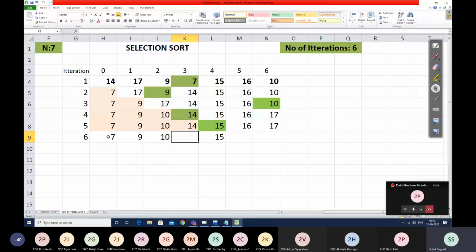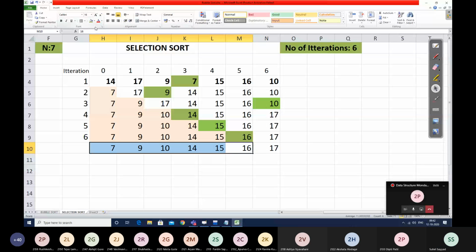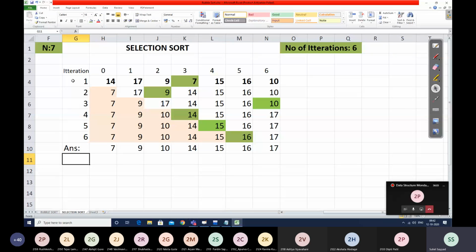So till 15, it is now sorted for us, confirmed. Next time the smallest will be identified as 16: 7, 9, 10, 14, 15, 16 and 17. Till 16, now everything is sorted. So this becomes our final answer. So how many iterations do we have? When everything till 16 becomes sorted, and we write that answer, that becomes the final answer, because we don't have a next iteration, because the largest number has already reached its appropriate position. You don't need to say that 17 is the smallest in the remaining, because only one number is remaining now.